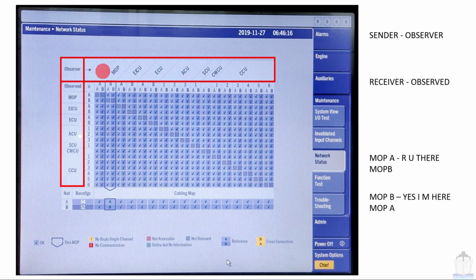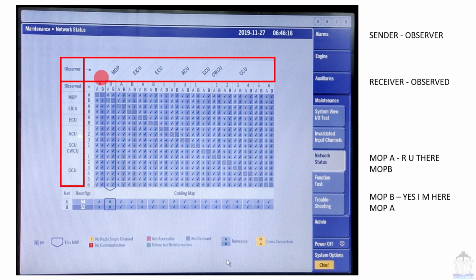Now here you can see that in the observer panel all MOP and MPC are placed, as well as in the observed panel all MOP and MPC are placed. Related to observer and observed, we can understand it by a simple example: at a given point of time, suppose MOP A has become observer, then the very next time it will become observed. So that is how all these MOP and MPC work.